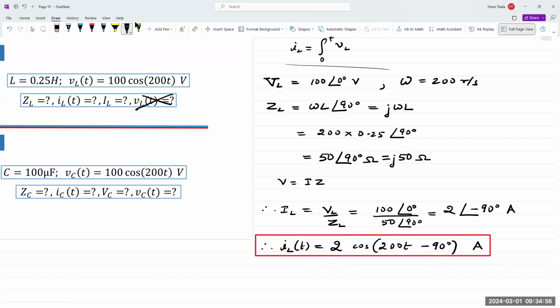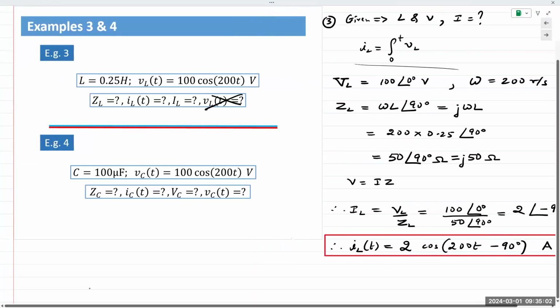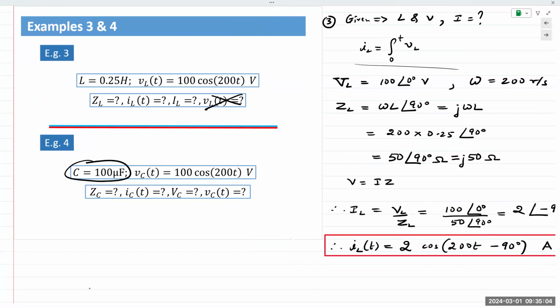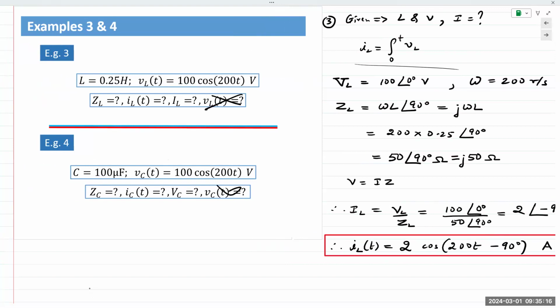All right, if there are no questions, let's look at the one for the capacitor, a kind of similar solution. We are given a capacitor with a value of 100 microfarad. Voltage for the capacitor is given to us, 100 cos 200t. We're asked to find IC of t. It's the exact same procedure.